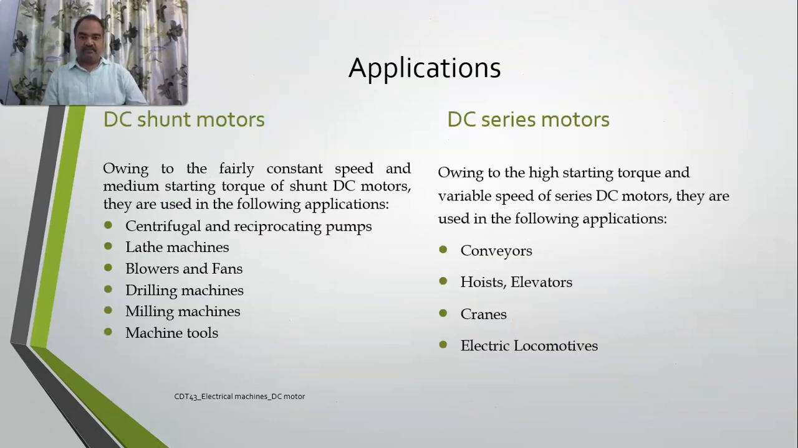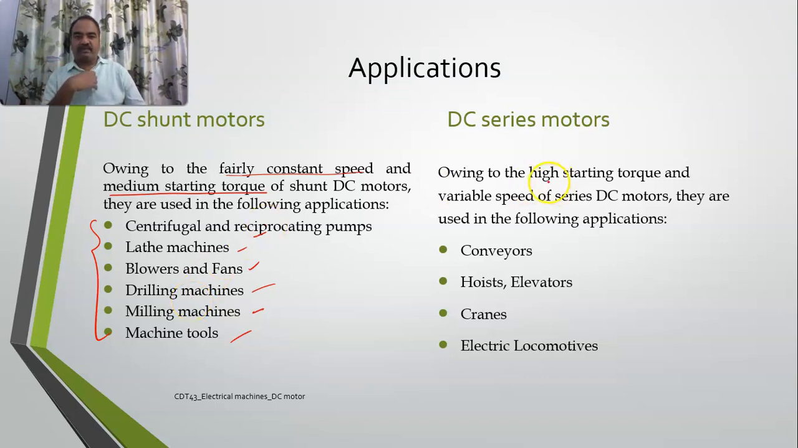Okay. So coming to the applications orientation. DC shunt motors are often considered as constant speed motors. Their speed doesn't vary much because of change in load. So that's why they are preferred for constant speed applications. DC shunt motors have fairly constant speed and medium starting current. So these applications: fans, lathe machines, centrifugal machines, drilling machines, milling machines, machine tools. Drilling machines and battery operated fans, lathe machines, centrifugal machines, all these things you can employ DC shunt motors.